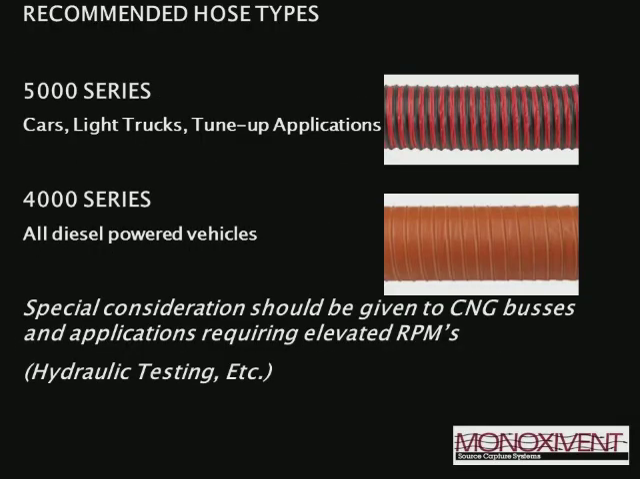Some of the basic hoses that we use: 5000 series hose is a medium temperature hose for cars and light trucks, tune-up type applications. When we get into diesel powered equipment that might be running higher exhaust gas temperatures, we like to use the 4000 series hose. And again, these are just the basic hoses for basic systems. We have other hoses available, and I think we have a webinar on our website that goes into hoses in more detail, but for today's conversation, I think the 5000 and 4000 series hoses are going to cover what we need to know.